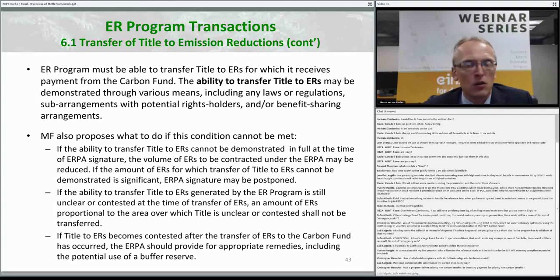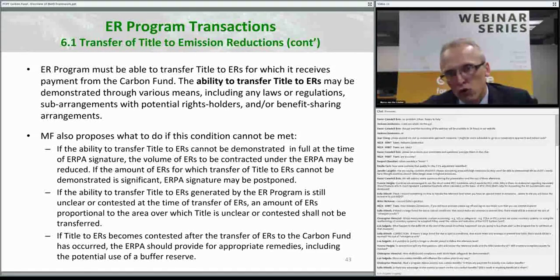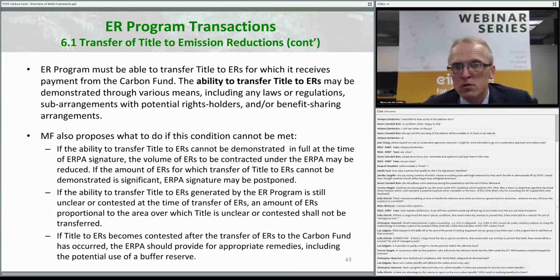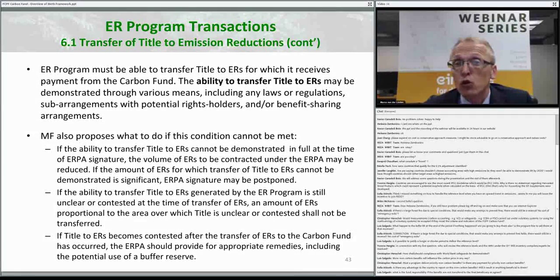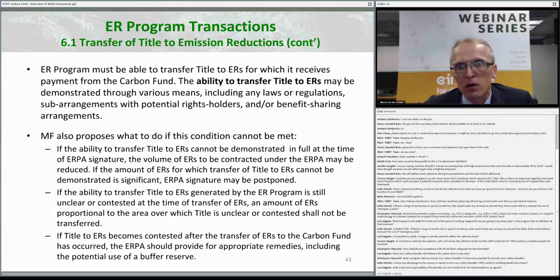And whoever has that right needs to be able to transfer that to the carbon fund, and that can be done through different things. Could be done through laws or regulations, could be done through sub-arrangements. So, for example, when you do your benefit sharing plan and you agree with certain groups that they will be beneficiaries of this program, as part of that discussion you might want to talk about carbon rights, etc.